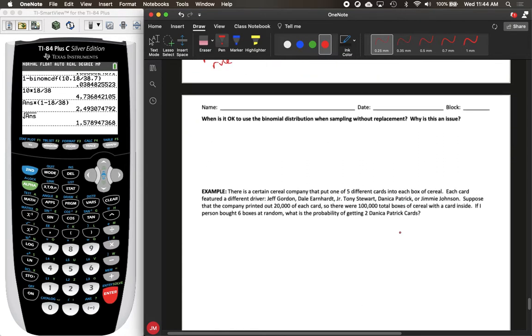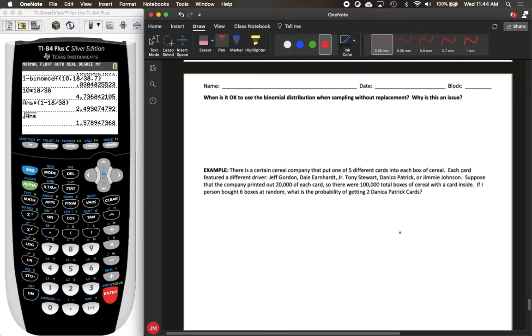All right, so for this last part, when is it okay to use the binomial distribution when you're sampling without replacement? To illustrate what that means, let's say you are drawing cards and you want to draw looking for clubs. When you draw the first card, there are 13 clubs out of the 52. But then the second time, if you don't put the card back and you didn't get clubs, now there's 13 out of the 51 cards.